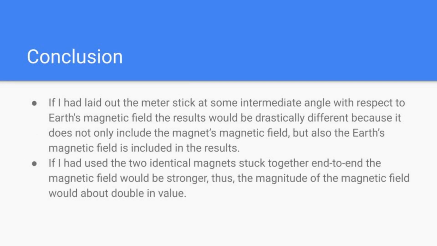On to the conclusion. If I had laid out the meter stick at some intermediate angle with respect to Earth's magnetic field, the results would be drastically different because it would not only include the magnet's magnetic field, but also the Earth's magnetic field would be included in the results.